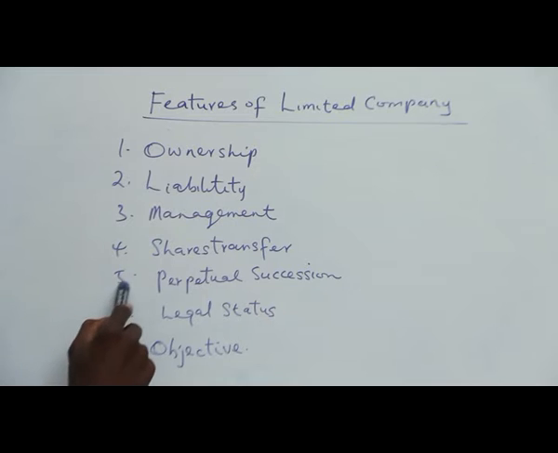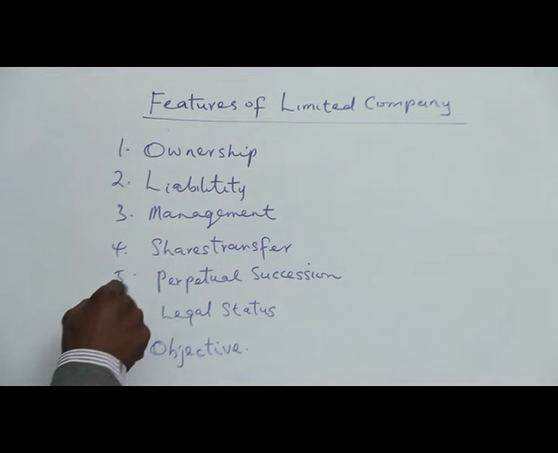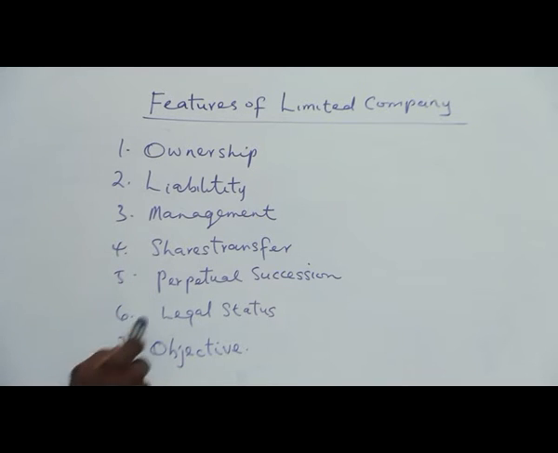Number 5, perpetual succession. The perpetual succession in a public limited company is very high when you compare it with a private limited company. What do I mean by this? Public limited company enjoys full perpetual succession. If one management is out today, another one can still be there. A public limited company can stay for life. But when you compare with a private limited company, it's not possible.